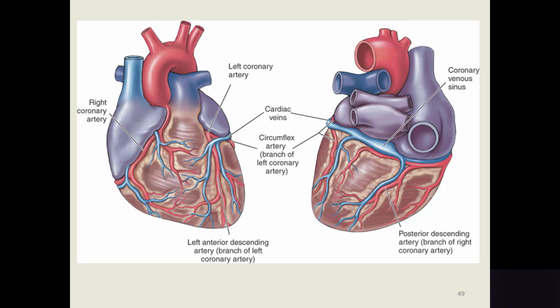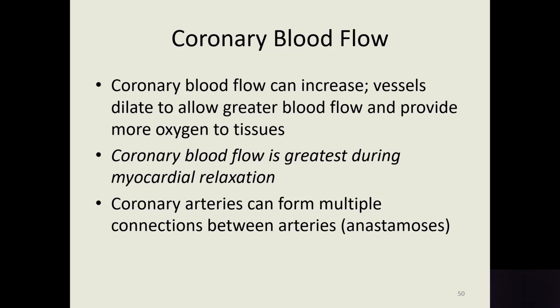The left is the anterior view, the right is the posterior view of the coronary arteries and their blood supply to the myocardium. The left anterior descending artery, or the LAD, is sometimes called the widowmaker because blockage of that artery knocks out so much of the ventricular blood supply that it has a high rate of mortality associated with it. Coronary blood flow can increase and vessels can dilate to allow greater blood flow to provide more oxygen to the myocardial tissues. And like I said, these coronary arteries can form multiple connections between arteries, or anastomoses.